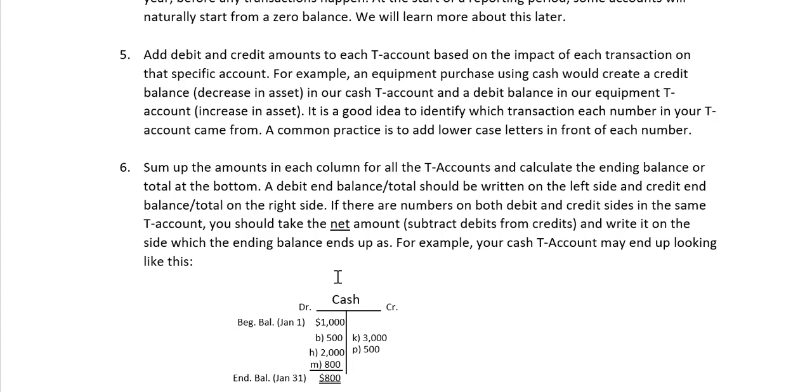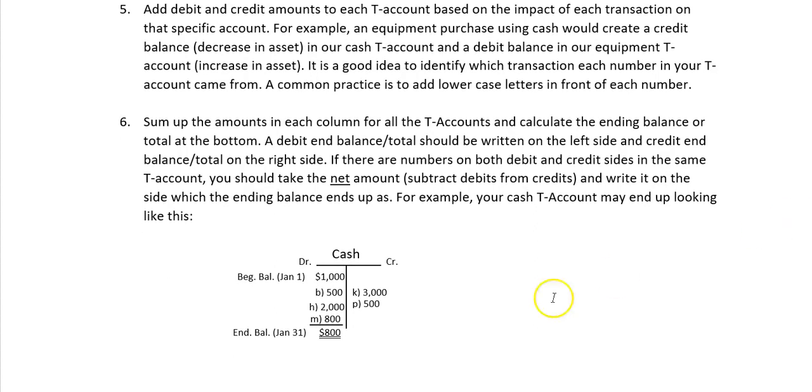And finally, step 6, sum up the amount in each column for all the T accounts and calculate the ending balance or total at the bottom. A debit ending balance or total should be written on the left side, and a credit balance or total should be on the right side. If there are numbers on both debit and credit sides in the same account, you should take the net amount, so subtract debits from credits or credits from debits, and write the number on the side which the ending balance ends up as. For example, your cash T account may end up looking like this.